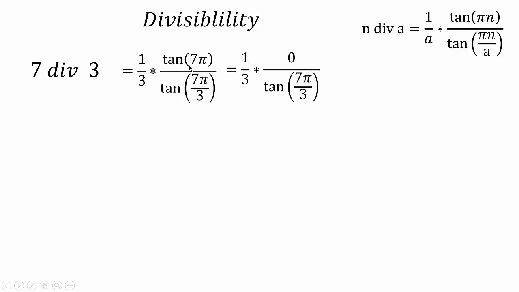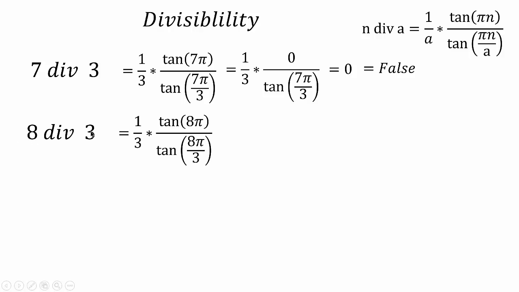Since the tangent takes the value 0 when there is an integer multiple of pi, the numerator part will be 0, and in the denominator part it will be some decimal number. If the numerator is 0, the result will be 0. So it means that it's false. That means 7 is not divisible by 3. Similarly, in the case of 8 divided by 3, we can plug in the values like above, and the same result happens. In the denominator we get some decimal number, and in the numerator we get 0, and the result will be 0.